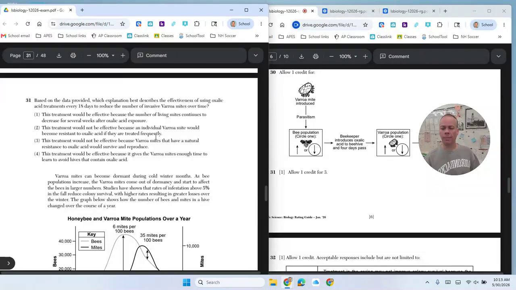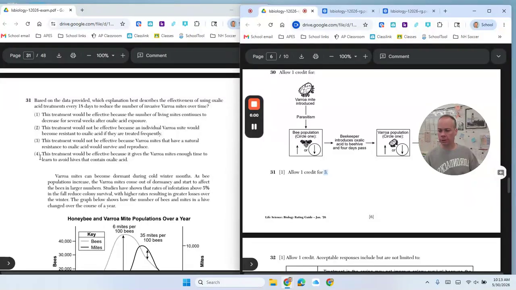Number 3: The treatment would not be effective because varroa mites have a natural resistance, would survive and reproduce. Okay, looking good. That's natural selection. That's sort of an explanation of natural selection, how it relates to these mites. But let's check 4: The treatment would be effective because it gives mites enough time to learn to avoid hives that contain oxalic acid. The reading in the graph doesn't give us any information about these mites learning about oxalic acid. So yeah, the correct answer is 3. Give yourself a point if you got it correct.